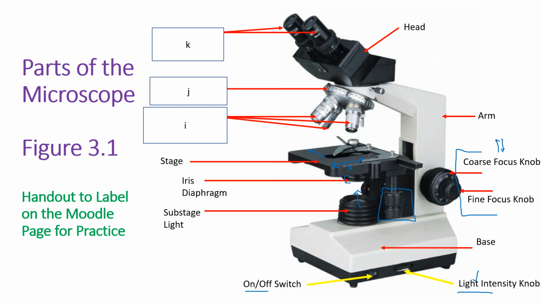And then letter I is pointing to these structures right here. These are all magnifications. So these are your objective lenses. And there are 4 different objective lenses that we can see here.